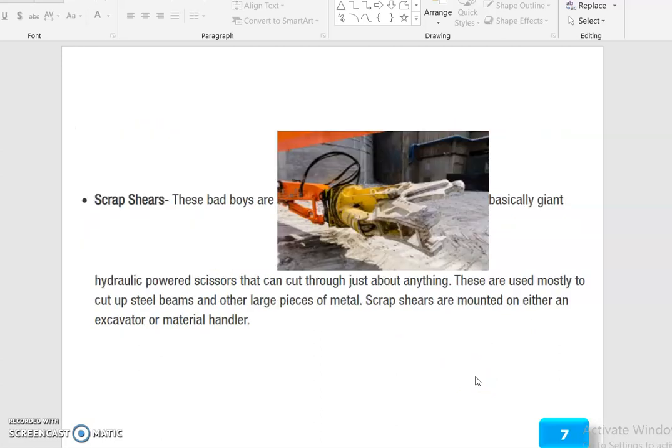Then the third one is the scrap shears. These bad boys are basically like hydraulic-powered scissors that can cut through just about anything. These are used mostly to cut up steel beams and other large pieces of metal. The scrap shears are mounted on either an excavator or a material handler.